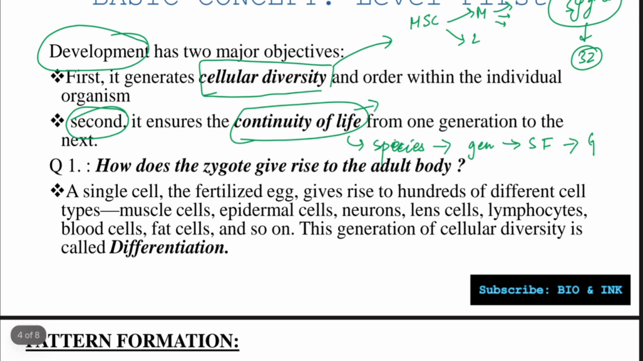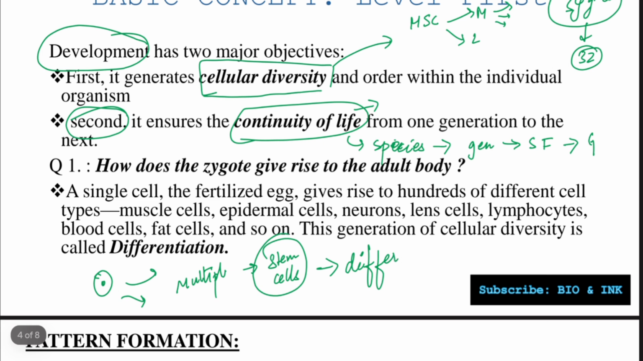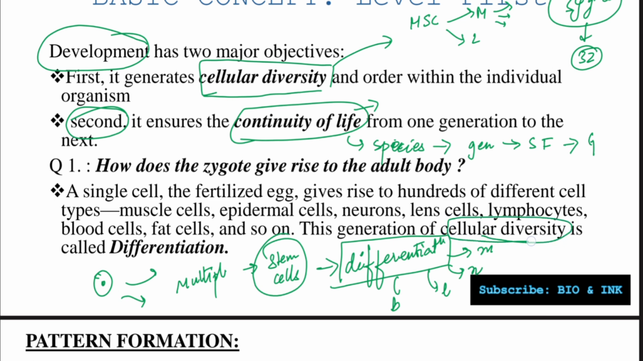Next, a very basic question. How does one single zygote give rise to an adult? One single cell giving rise to multiple different cells. Now this is all possible due to stem cells, but here we would understand a term that was labeled as differentiation. Differentiation is nothing but how one fertilized cell gives rise to different types of cells, and then these cells become muscles or neurons or lenses or blood cells and other cells. This is what cellular diversity actually means.